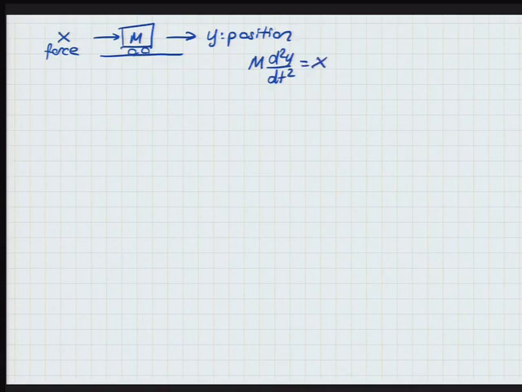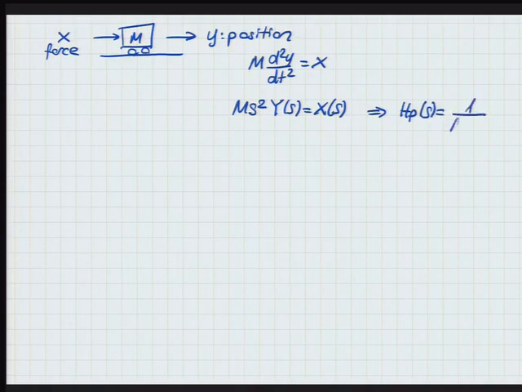All right? What that means is if I want to write a transfer function, I'll have s squared because I differentiated twice. Every differentiation is multiplication with s, right? So I multiply twice. M s squared y of s is x of s. Therefore, our plant transfer function is 1 over m s squared. All right? Yes?